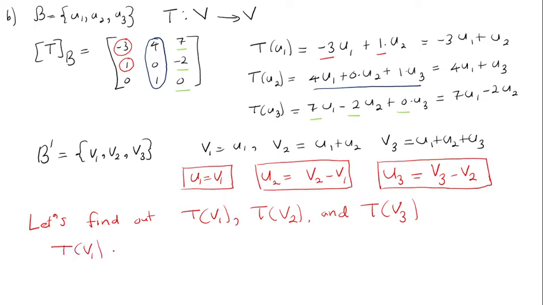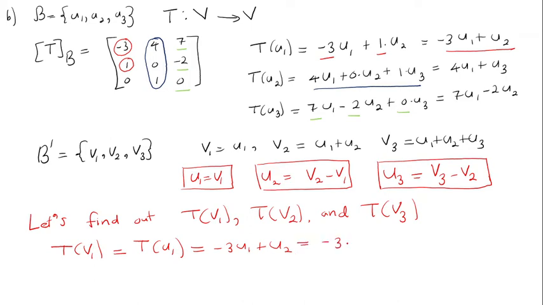So what is TV1? I already know V1 equals U1, so TV1 is equal to TU1, and TU1 is minus 3U1 plus U2. I wrote this from here because I already know that TU1 equals minus 3U1 plus U2. I need to express TV1 in terms of V1 and V2. Therefore, I will convert this into V1 and V2.